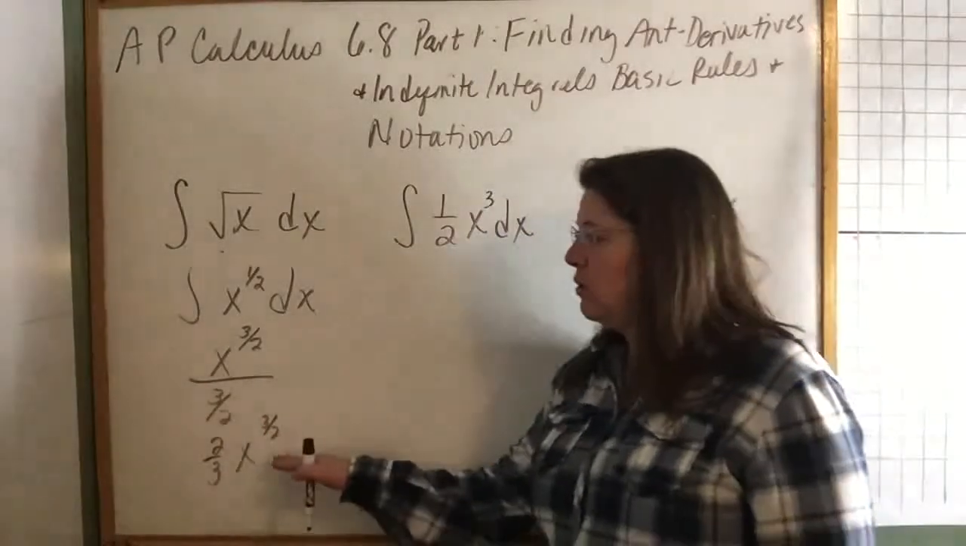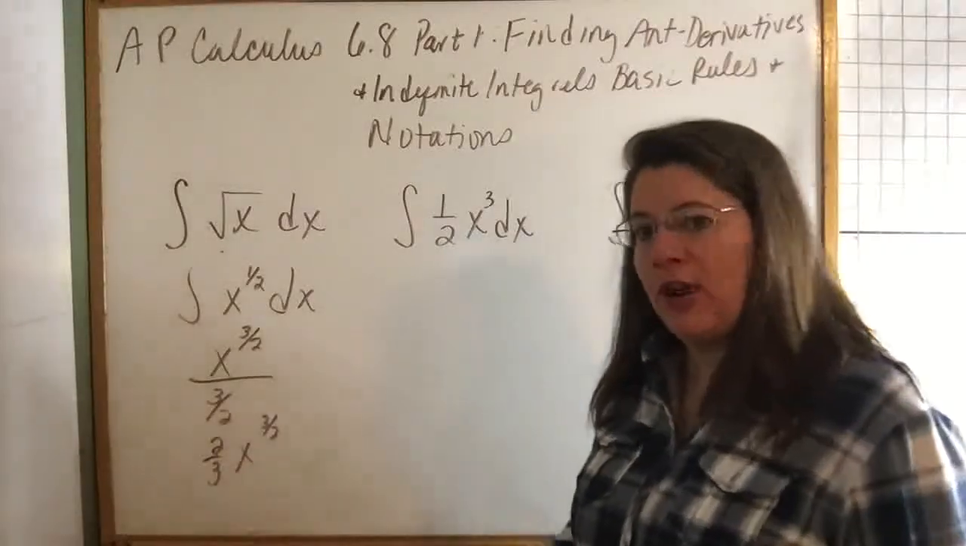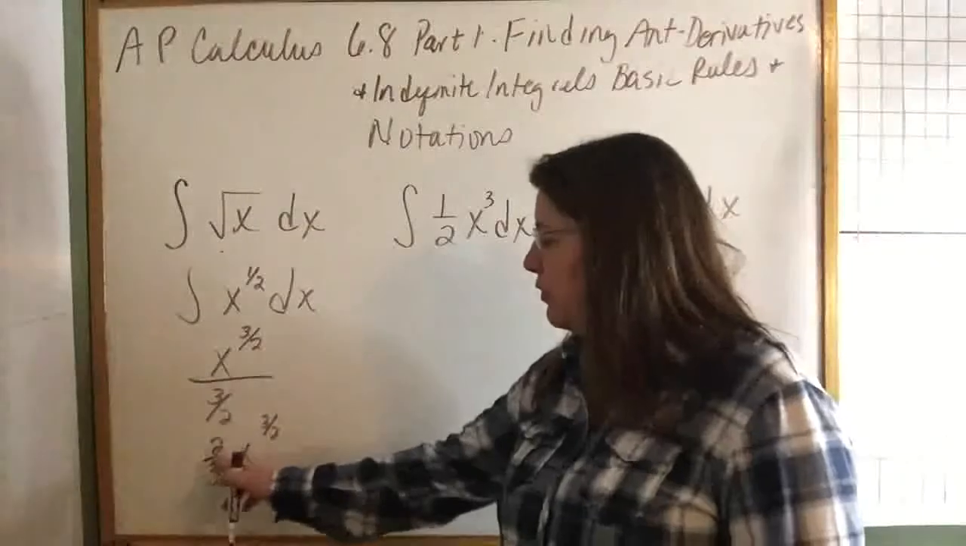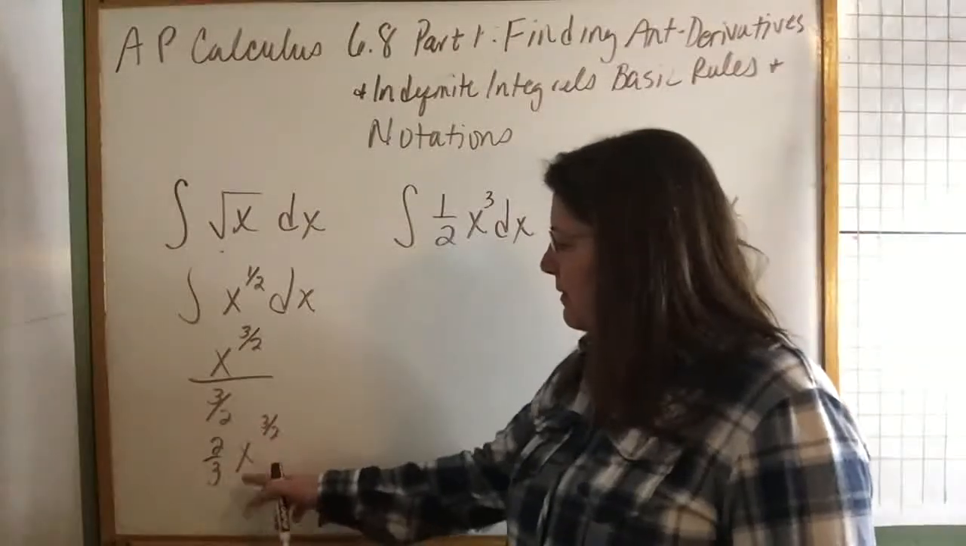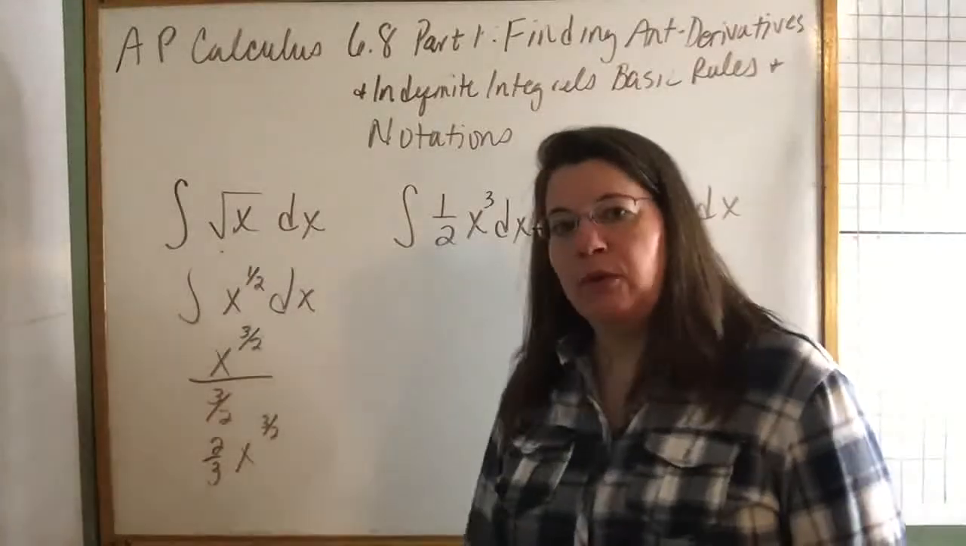And if you do that, then you could go backwards and see if you got it right. You can check your answer very easily. So 3/2 times 2/3 is 1. X, 3/2 minus 1 is 1/2, which gives us the square root of x.